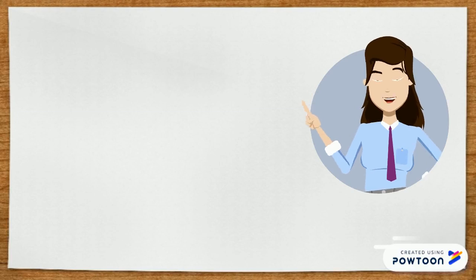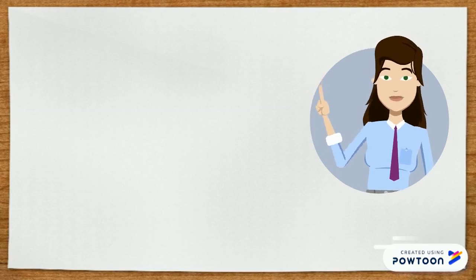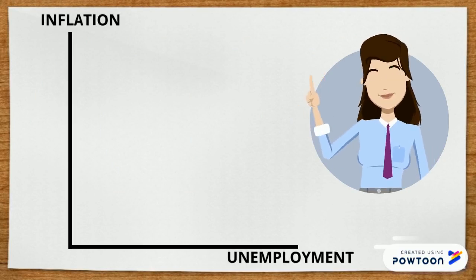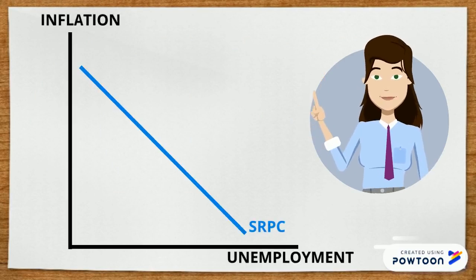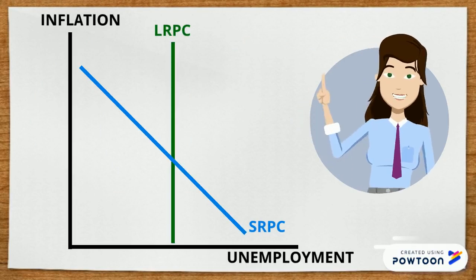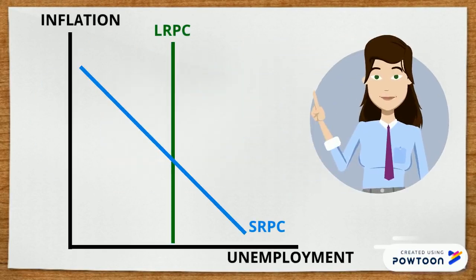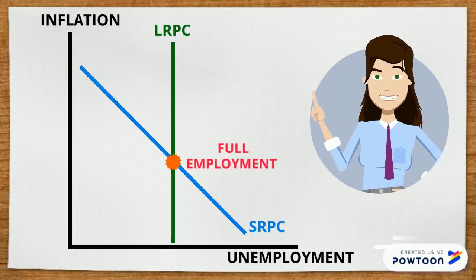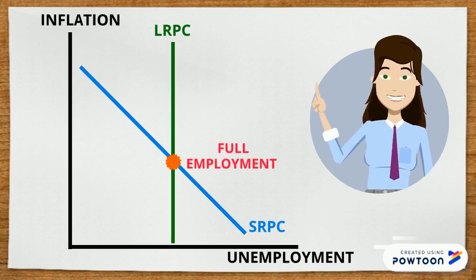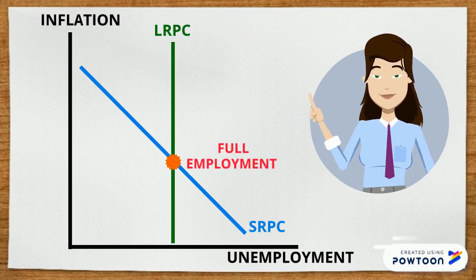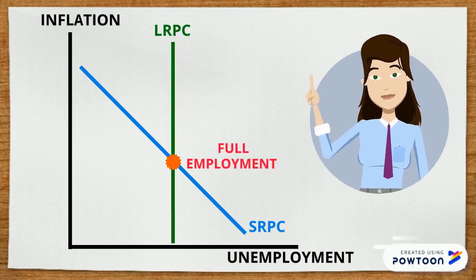The Phillips curve shows exactly that, where we have inflation and unemployment. In the short run, the Phillips curve is downward sloping. In the long run, the Phillips curve is vertical. The easiest one is here, which is at full employment. This is the idea of a natural rate of unemployment.